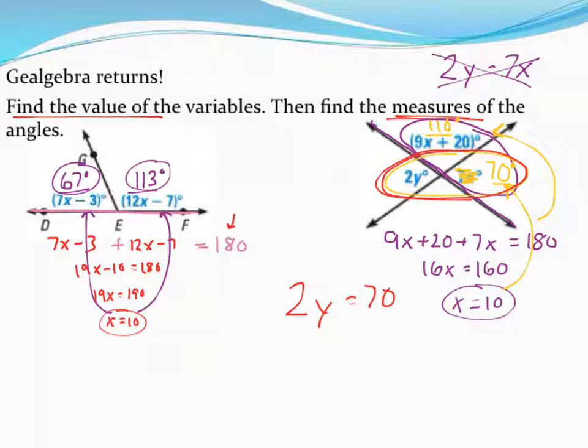There's only the y. So if I finish this by dividing both sides, I come up with an answer of y is 35. And since that's not an angle by itself, I'm not going to put a degree symbol on it. If I wanted to check it, go back and plug in 35 for y. 2 times 35 gets me 70 degrees, which we said had to be the case because we have vertical angles that need to be equal to each other.